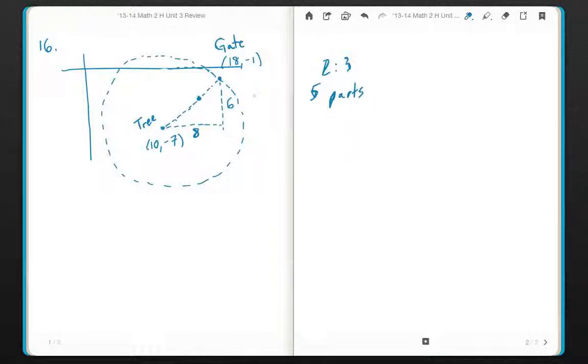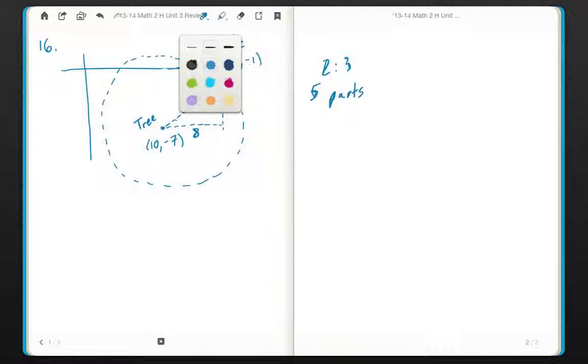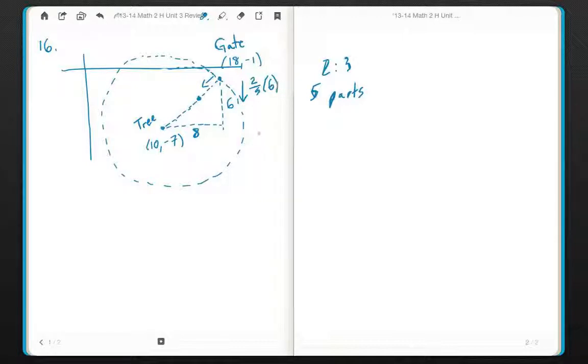And so if we're thinking about this in terms of ratio, that means if my ratio is 2:3, then I'm putting my point about 2/5 of the way down this line. And to figure out where that's actually located, that simply means we need to go down 2/5 of the height, which would be 2/5 of 6.